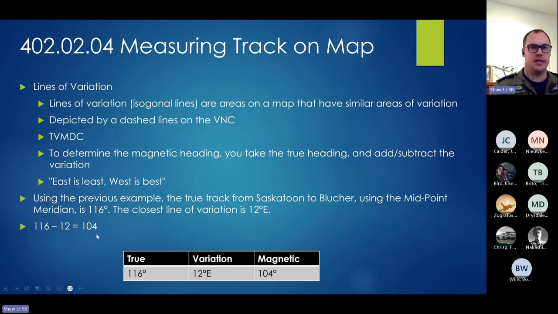So remember, east is least. 116 minus 12 equals 104. So our magnetic track is 104. Any questions on that? So that's what we measure with our Douglas protractor.